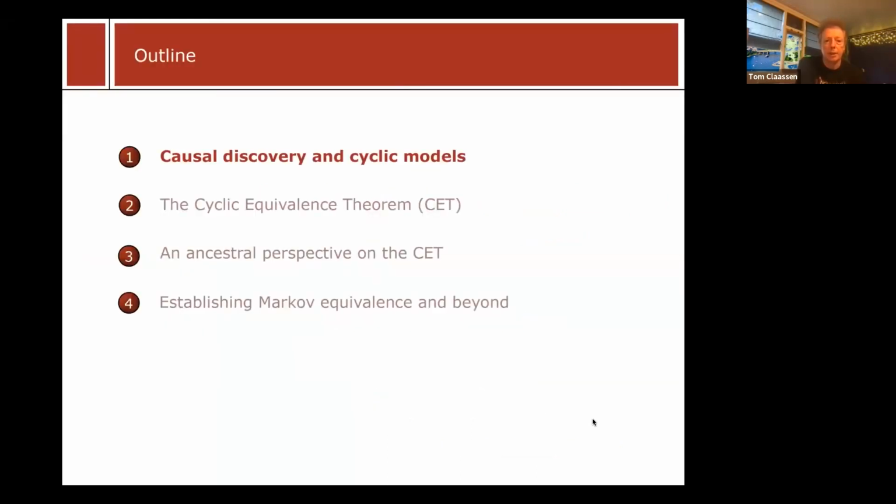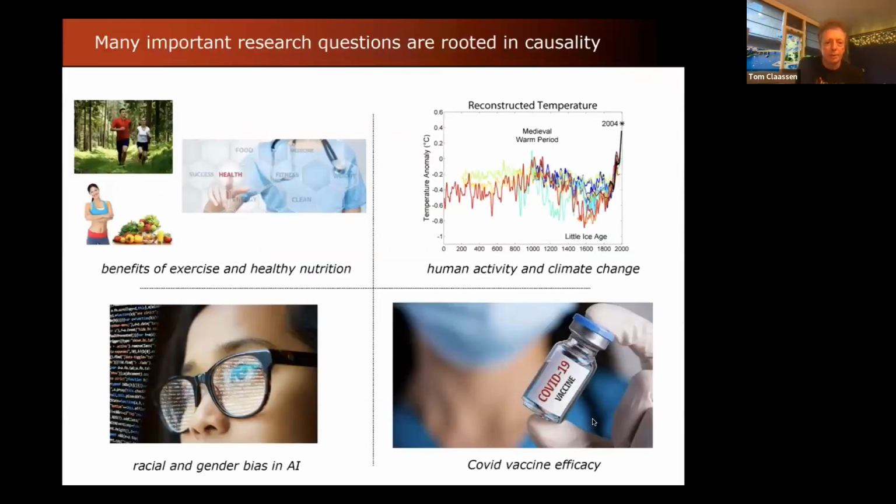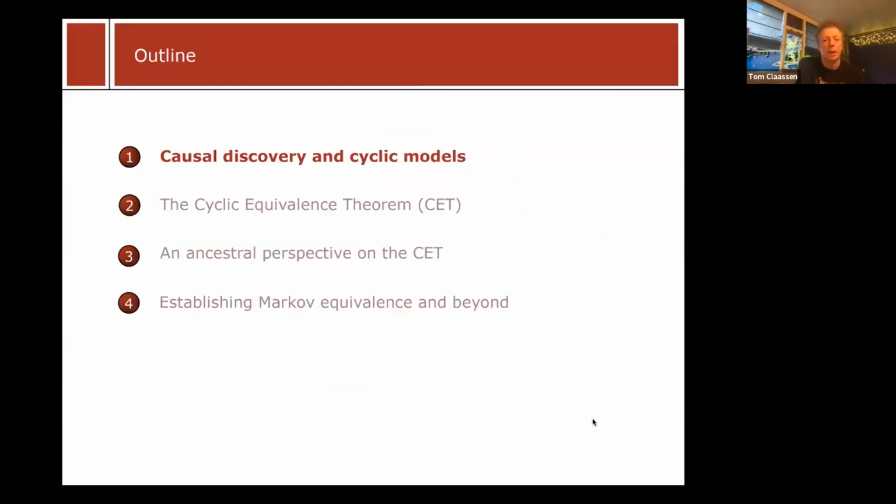So just to give you a quick idea, since it's early in the morning for you, we'll start off lightly with a gentle introduction of what we're trying to do with causal discovery, and in particular with cyclic models. And then we go on to the actual core, the Cyclic Equivalence Theorem, a lot of work by Thomas Richardson in previous years, and then give this ancestral perspective that we try to develop in the paper and some visions beyond that, what you can do with it.